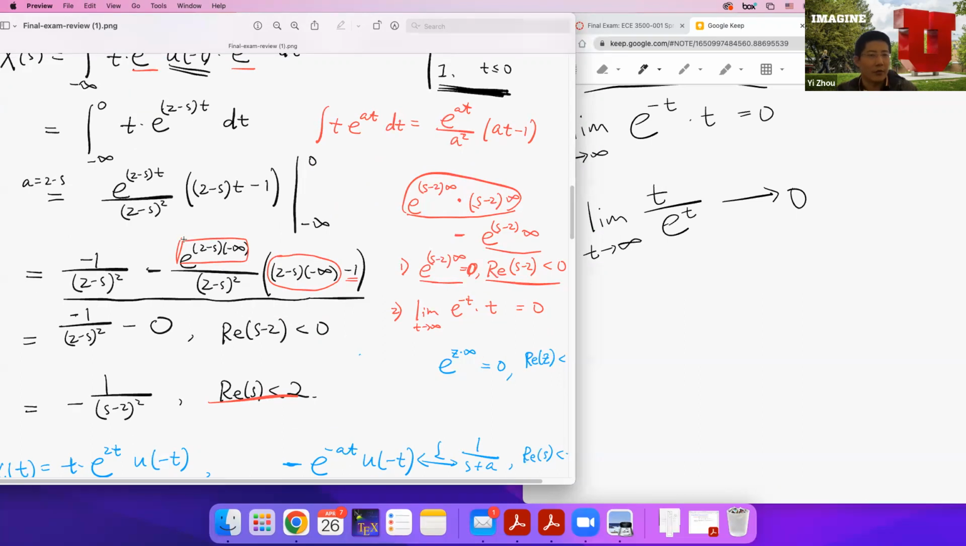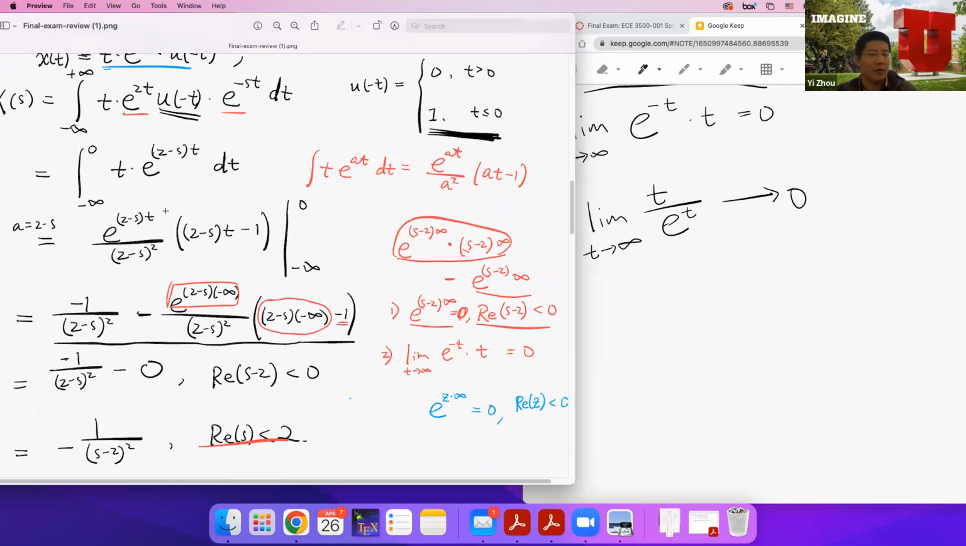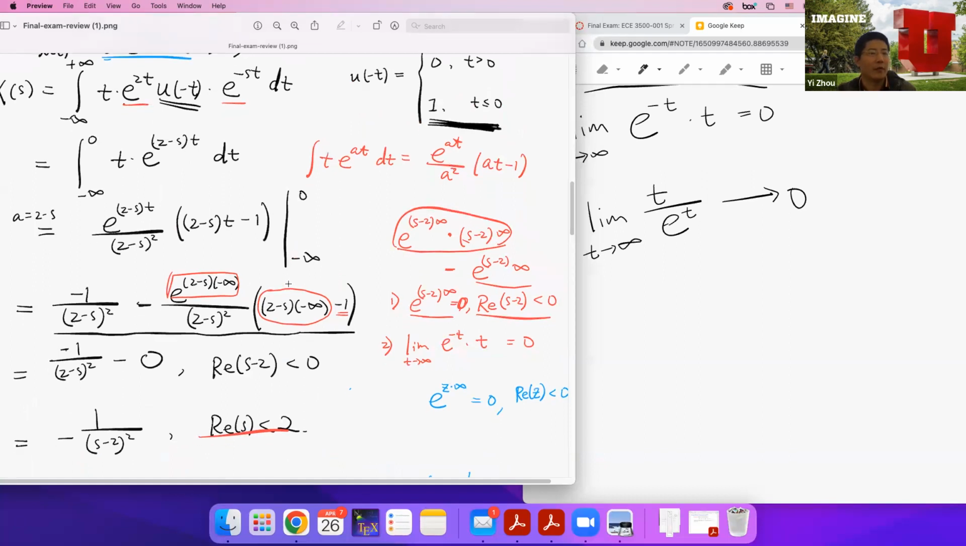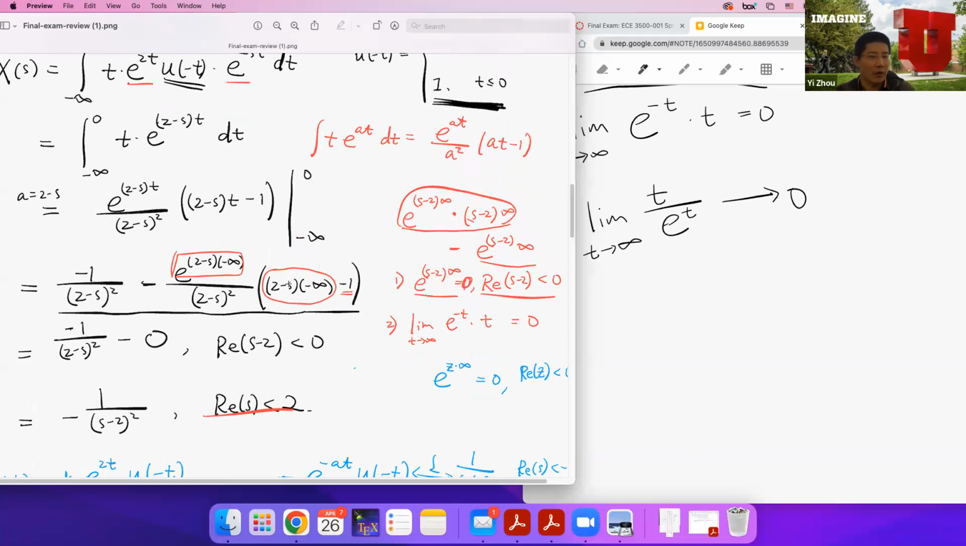Now, where does the ROC issue come from? It comes from when we are evaluating this integration at these limits. For some of the terms, their values are not determined. It may or may not diverge. So for these terms, we need to impose some conditions in order for them to converge. And those conditions are the region of convergence.